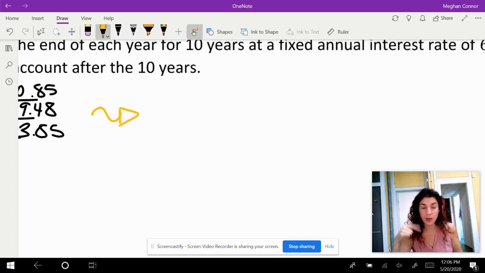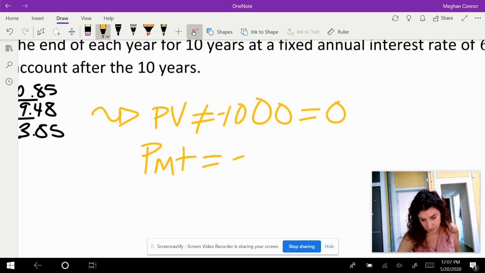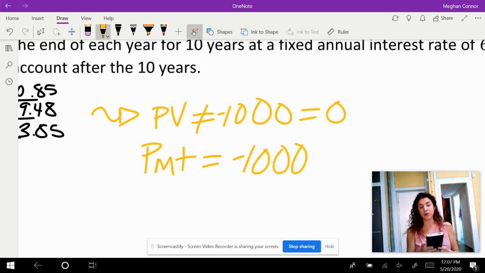is, instead of putting 1,000 in for your present value, now that's 0. Now your present value is 0. Your starting amount in the bank, your starting amount was 0. Now below it, you will see something called PMT. And in that, you're going to put negative 1,000. And PMT stands for payments.